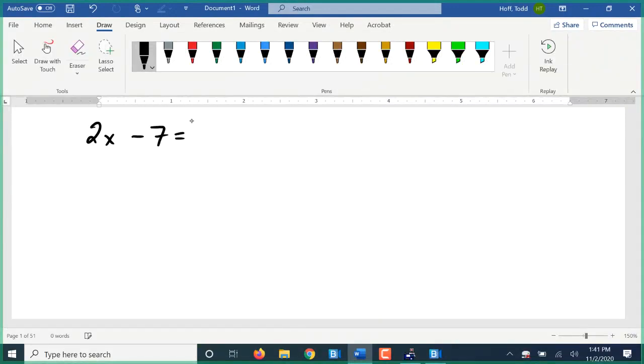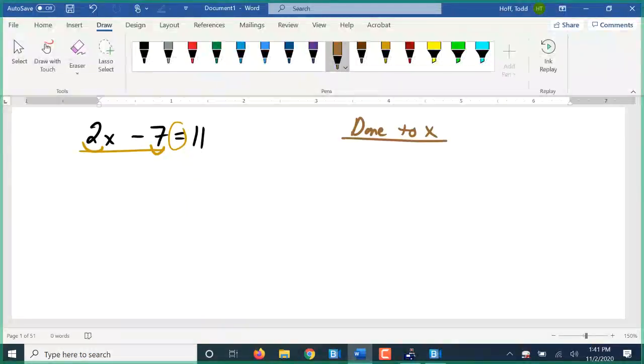2x minus 7 equals 11. So now here's our equal sign. Variable's on this side. Now there's two things keeping our variable from being alone, the 2 and the 7. Well, the 2 is multiplied and the 7 is subtracted. So if we ask ourselves what had to happen first, well, order of operations says we multiply before we subtract. So if x were a number here, the first thing that would have happened to it would have been multiplied by 2, then the 7 would have been subtracted from it.